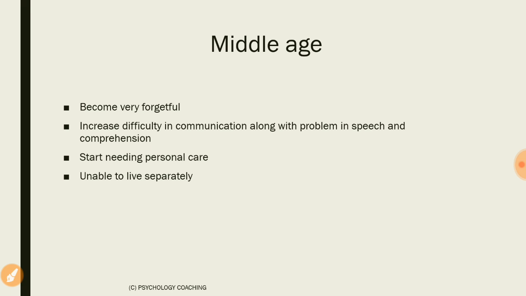When we go to the middle stage, there would be more forgetfulness and increased impairment of communication. There would be a need for personal care. That means a second person will be taking care of them, and they will be unable to live separately.